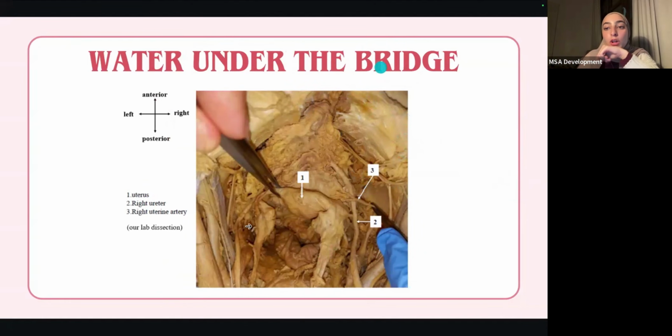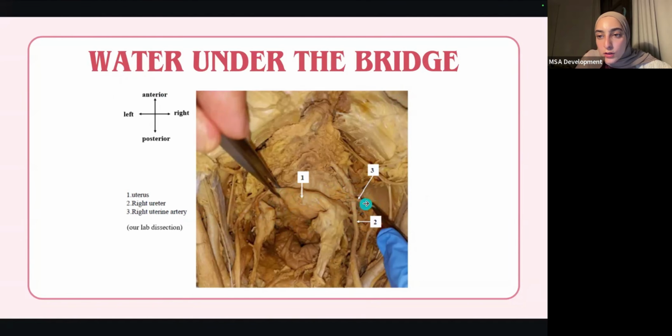Okay? This is a very, very important concept. If they were to ask you about something, they're going to ask you about this, which is something called water under the bridge. So what does this mean? Water refers to the ureters, okay? And the bridge is just the artery. As you can see here, this is the uterus. And number three, we said water under the bridge. So under number three is the water, which is what? The ureter, the right ureter, okay? And number three is the uterine artery.